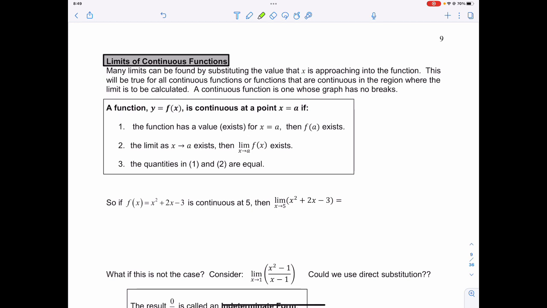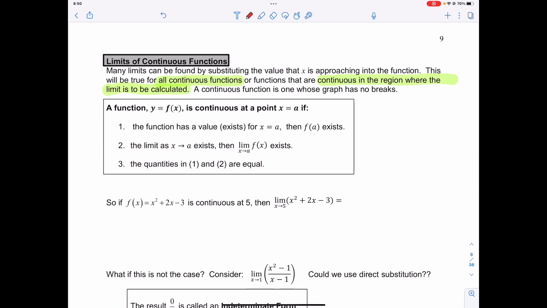So, when we're talking about the limits of continuous functions, many limits can be found by substituting the value that x is approaching just into the function. This will be true for all continuous functions, or functions that are continuous in the region where the limit is to be calculated. As long as the function is continuous where we're trying to find the limit, we can just use direct substitution.